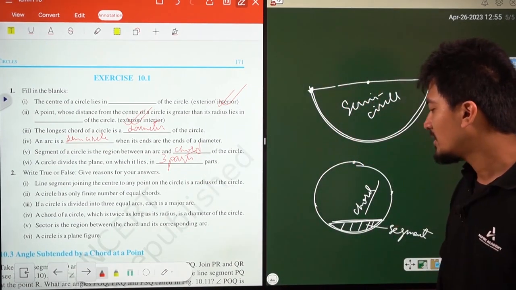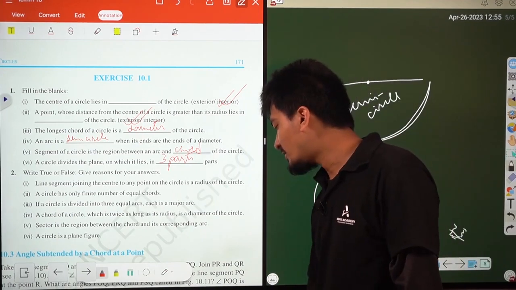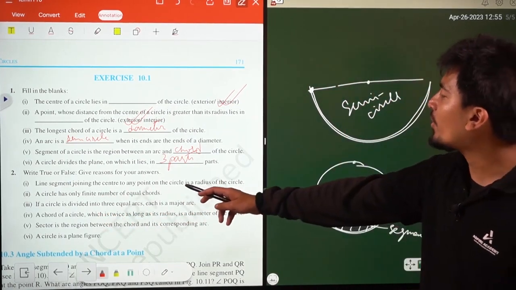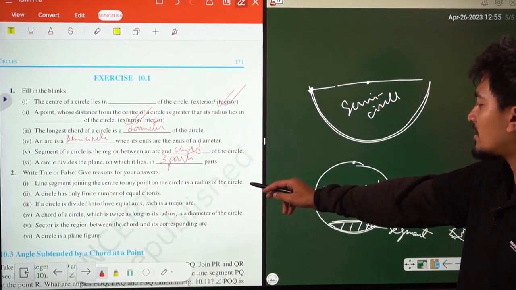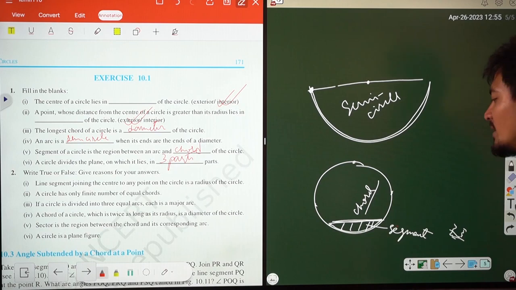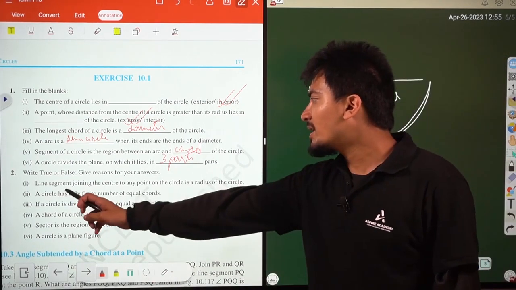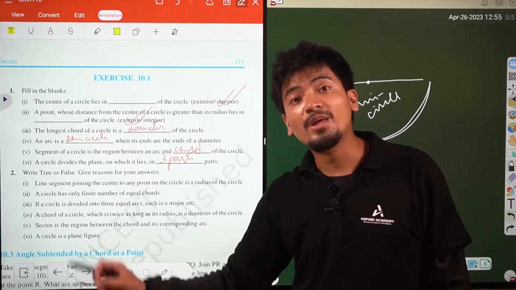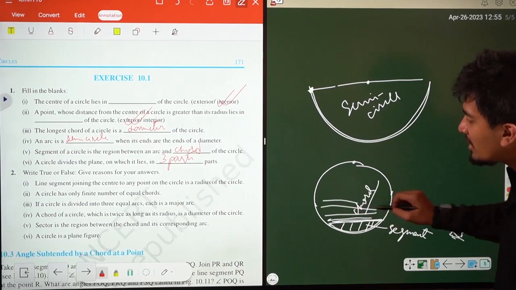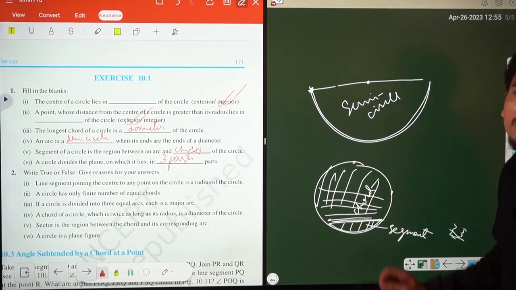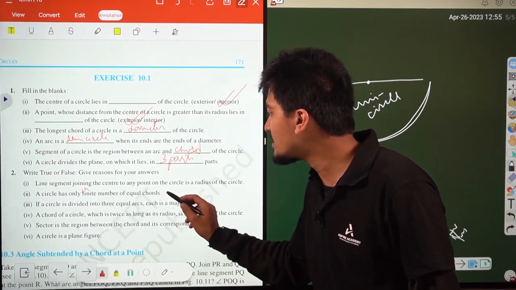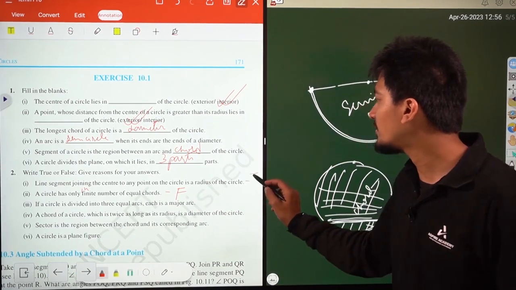Now the next question, write true or false, give reason for the situation. The first one, a line segment joining the center to any point on the circle is a radius of the circle. Is it true or false? Yes, it is true, right? Next, a circle has only finite number of equal chords. How many chords can there be? Finite numbers or infinite numbers? There can be infinite numbers. So this is false, right? The first one is true.